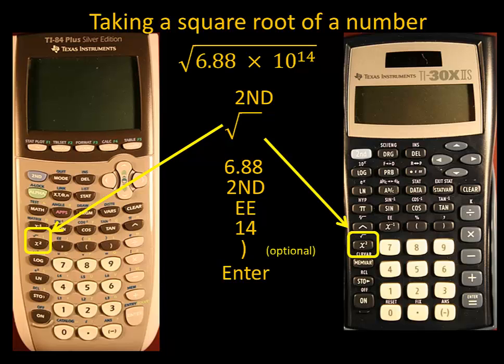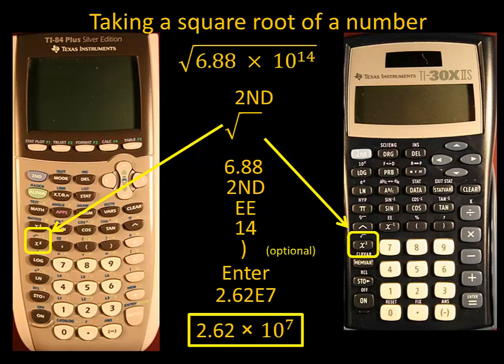Now we can do the enter. The calculation's done, and the TI-83 or 84 will show 2.62 E7. The TI-30 shows the correct scientific notation, which is the way you should write it, 2.62 times 10 to the 7th.